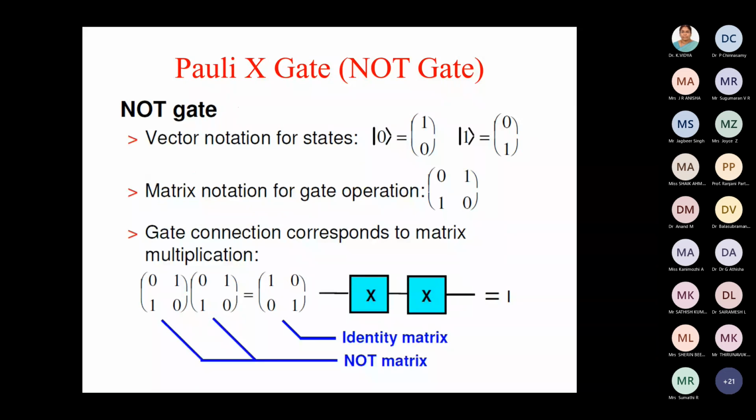Just remember that 0 can be represented as a column matrix, 1 can be represented as a column matrix, and the matrix corresponding to this X gate is 0, 1, 1, 0. It's a 2 cross 2 matrix, and what it does is, so X is applied on the 0 state. So what will be happening? The X matrix is this 0, 1, 1, 0. And what can you write for 0 as a column vector?